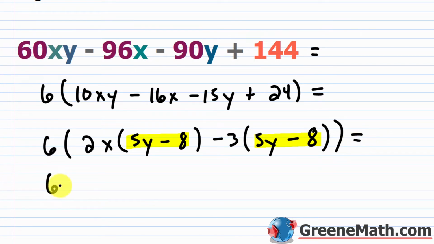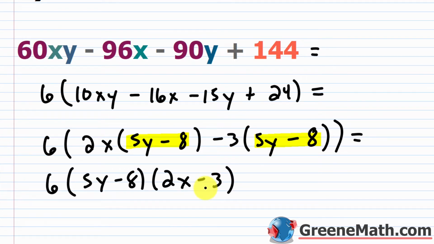Okay, so here we have 6 times the quantity 5y minus 8 times the quantity 2x minus 3. As I always say, check for additional factoring. Again, if you messed up at the beginning and didn't pull the GCF out, here's where you can catch it and save your answer. So we get 6 times the quantity 5y minus 8 times the quantity 2x minus 3.